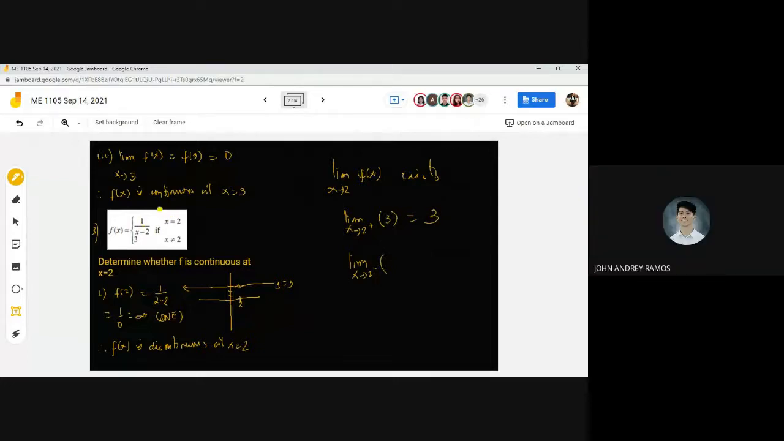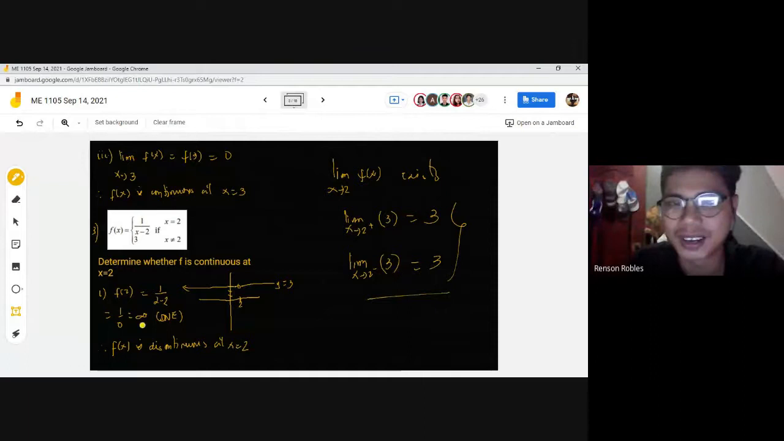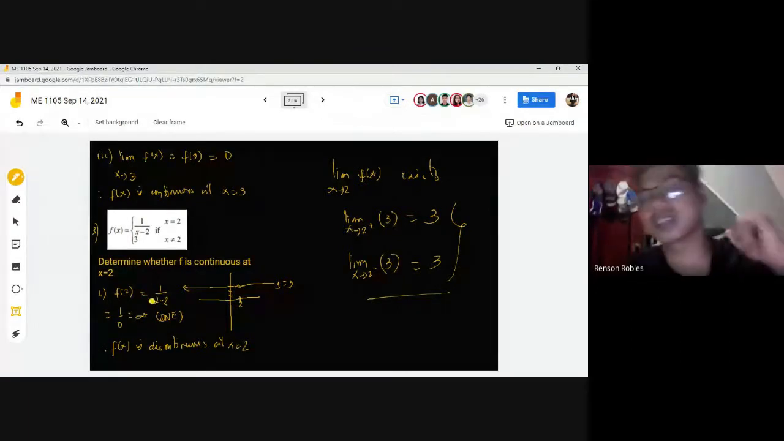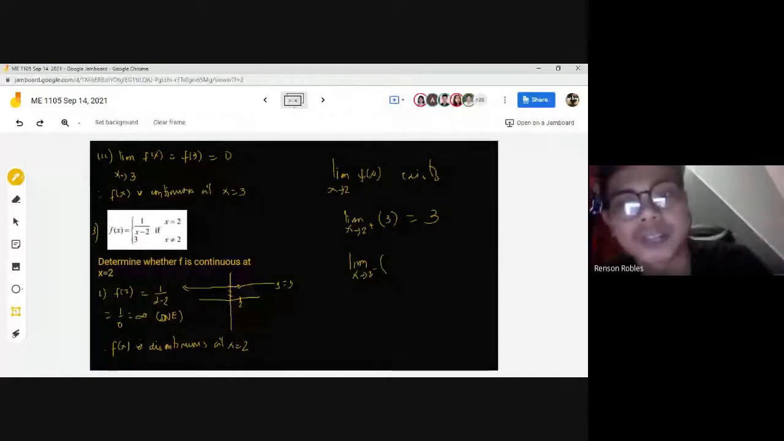If we're coming from the left, which of these two are we going to use? 3 din po. So that's equal to 3. So therefore, they are equal. They will exist. But however, hindi na siya nag-exist dito. Therefore, we can say that the function is discontinuous. You get my point? You're still with me? Yes po. Okay. Thank you.